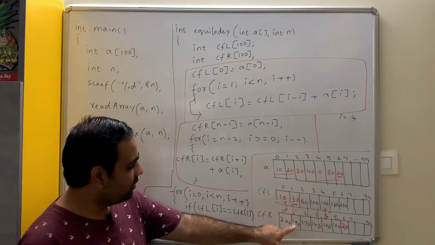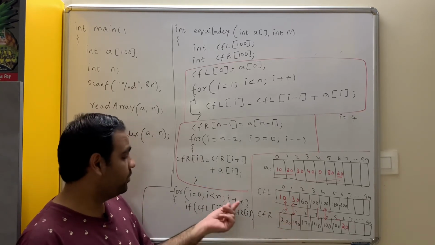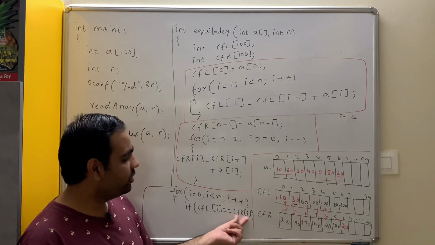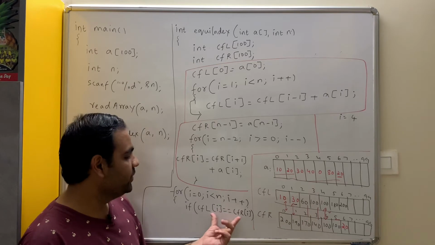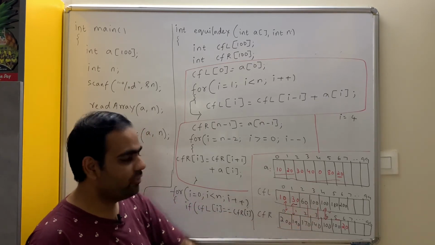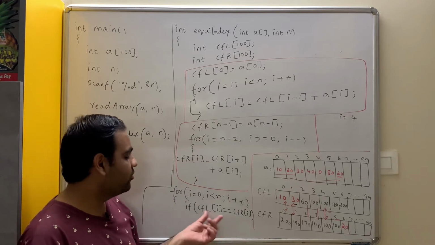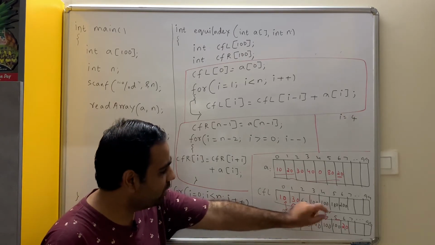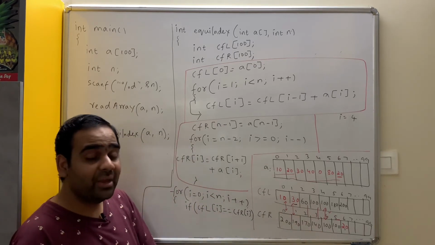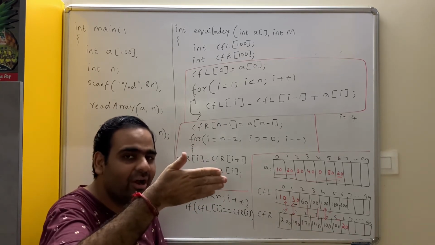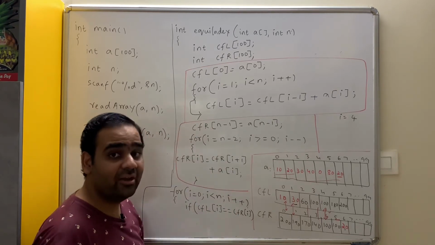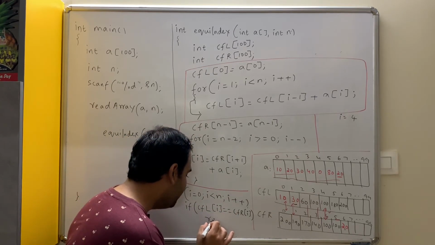Now, is 30 equal to 190? No. I plus plus 2. Cumulative frequency of LHS of 2 is 60. Cumulative frequency of RHS of 2 is 170. 60 equal to 170? No. I plus plus 3. 100 equal 140? No. I plus plus 4. Cumulative frequency of LHS of 4 is 100. Cumulative frequency of RHS of 4 is also 100. That means at index 4, sum of LHS is equal to sum of RHS. Therefore, I should be the equilibrium index.